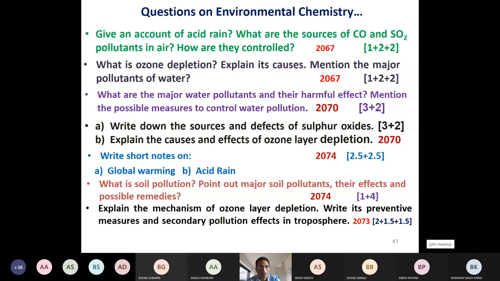And in this case, particulate matter may be asked. What do you mean by particulate matter? How do you define particulate matter? Give examples of particulate matter, and how it causes different types of effects on human beings, the environment, and buildings. Historical monuments are damaged by particulate matter. When particulate matter is deposited, it gives a dull appearance to monuments and buildings. In this way, you can write.